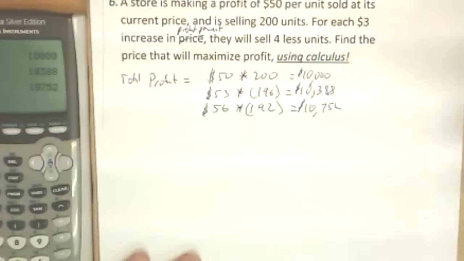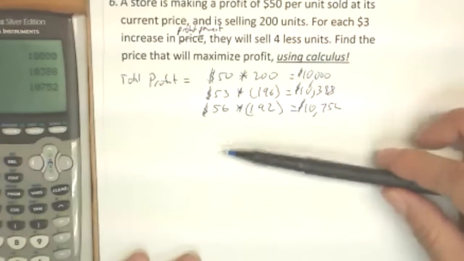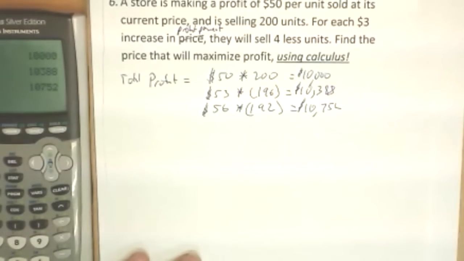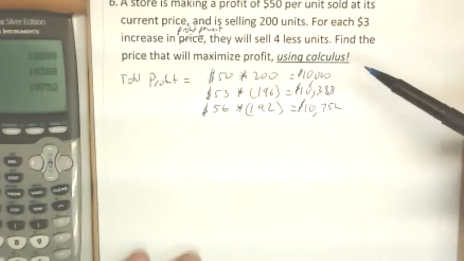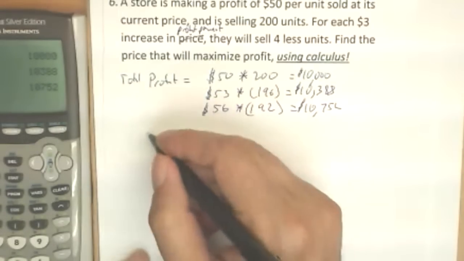Now this would actually work, and perhaps later I'll put one up on Excel, where you just drag this chart down and eventually you're going to find where it starts going back down, and then you could even change your increments and narrow in on a better solution, which for business purposes would be fine, but we are supposed to use some calculus. So let's try and write a function for our total profit.